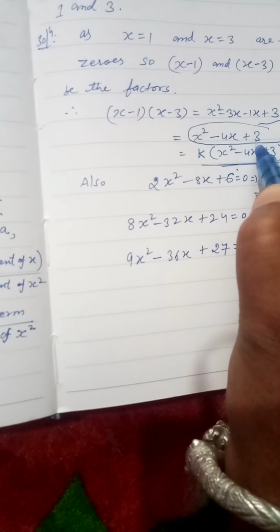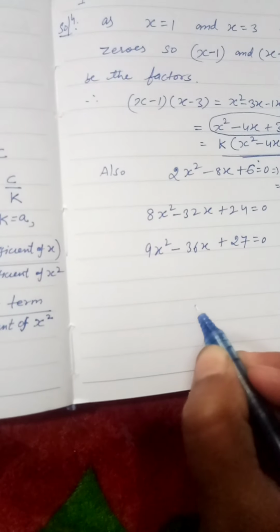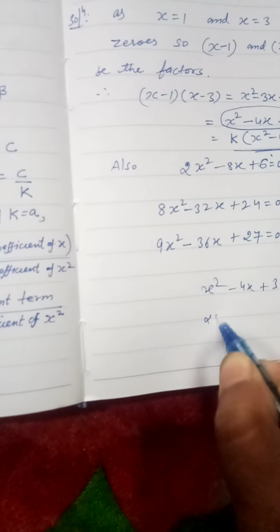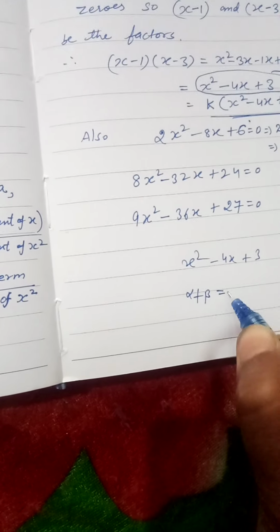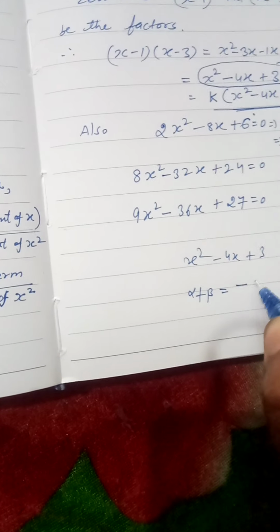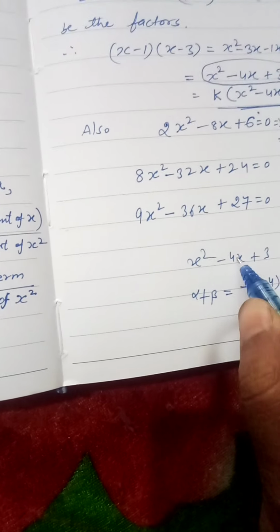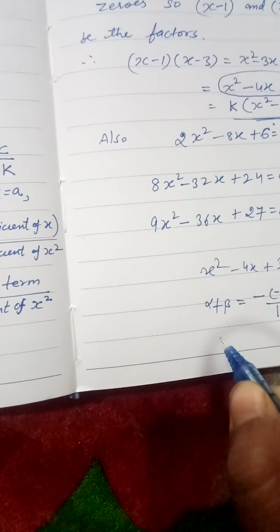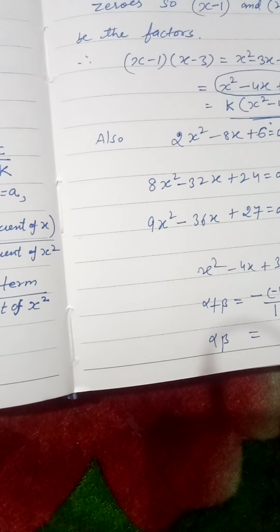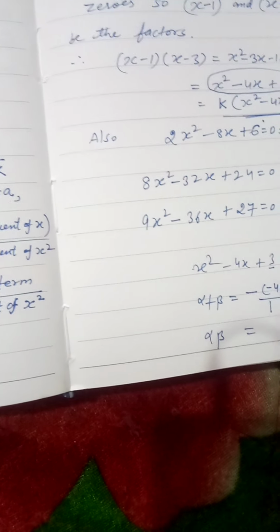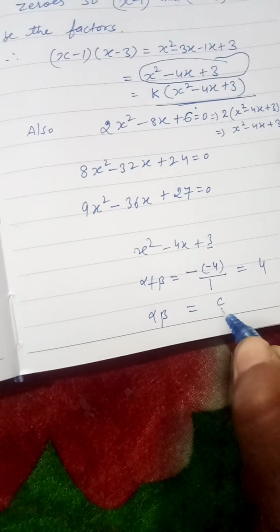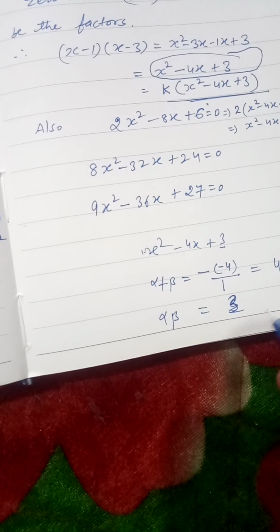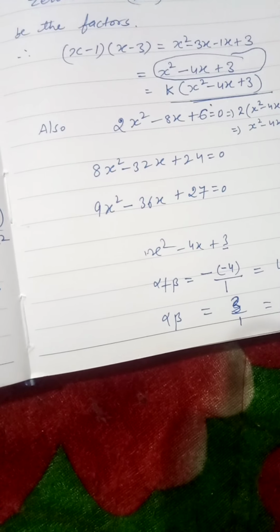For example, we have the quadratic equation x square minus 4x plus 3. What is the sum of zeros, alpha plus beta? Alpha plus beta is equal to minus of minus 4 over the coefficient of x square, which is 1, which is equal to 4. And what is alpha beta? Here alpha beta is equal to c by a. What is c? c is 3. And what is a? a is 1. 3 by 1, which is equal to 3.